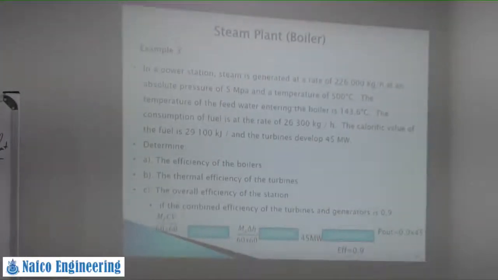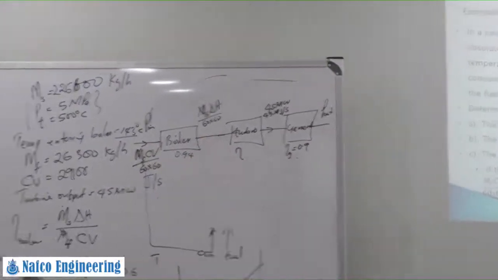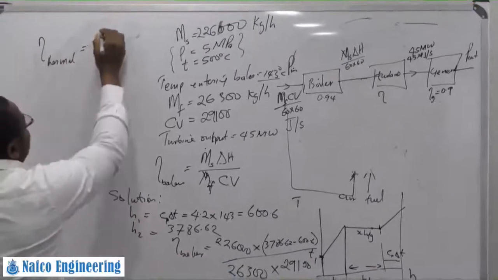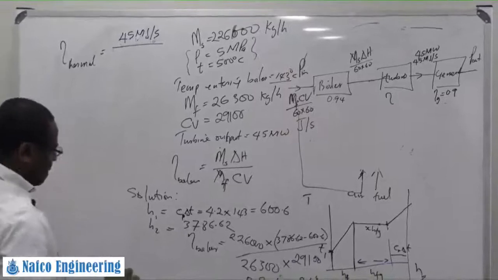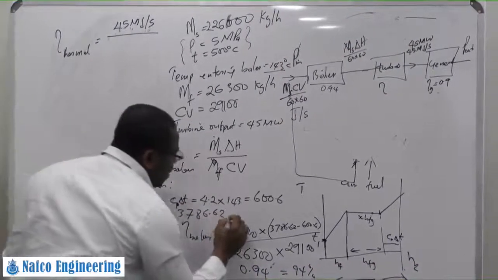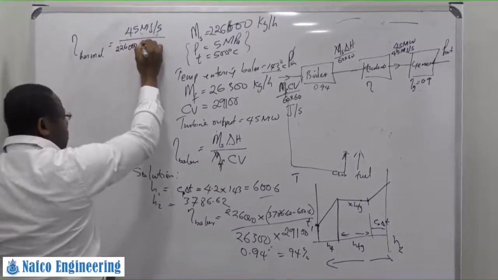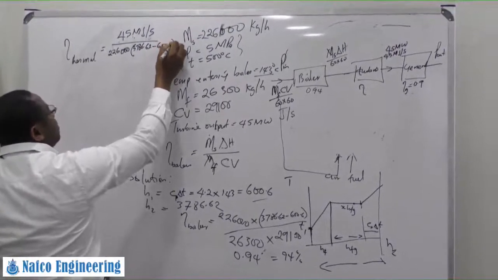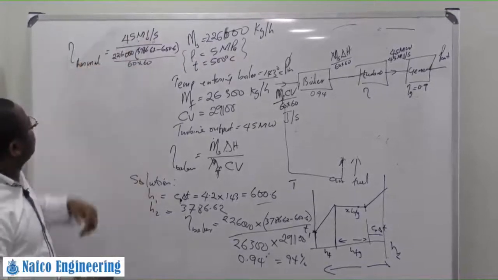Now, they said the turbine developed 45 megawatts, which means the output of the turbine is 45 megawatts. But remember, input into the turbine is the power of the steam. So to get the thermal efficiency, we have 45 megajoule per second divided by this. What do we get as that m_s? We have 22600 times 3786.62 minus 600.6, and you divide by 60 by 60 just to make it in joule per second. Then you divide.